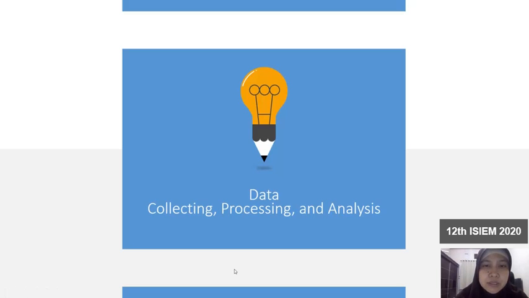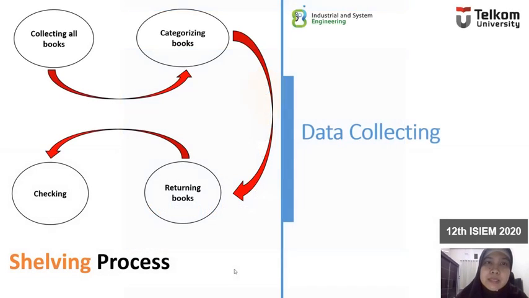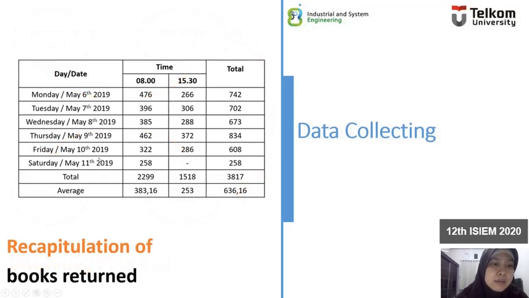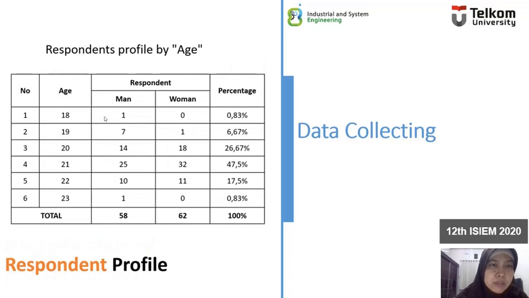Okay, the fourth section is about data collecting, processing, and analysis. This is a solving process. First is collecting all books, and then categorizing the books, and then returning books, and then checking. This is the recapitulation of book returns. We take the data from 16th May 2019 until 11 May. And this is a respondent profile by age.